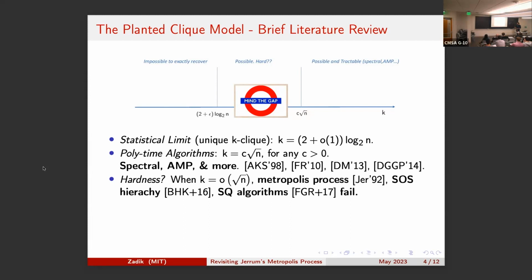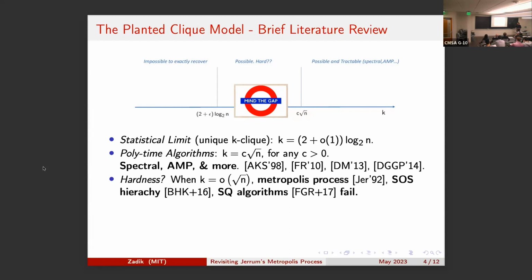And of course, if there is a belief, there is usually some evidence for it. The very first evidence that people usually cite is this Metropolis process failure I described to you, right? There is a Metropolis process of Jerrum, which is a natural family of Markov chains, with stationary distributions and arbitrary local chains that sample from it, that takes super-polynomial time to find even a 1 plus epsilon log n clique, let alone find the planted clique in this regime.